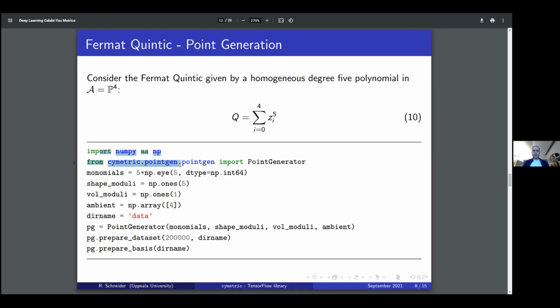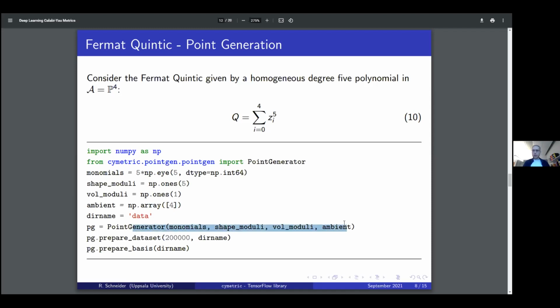So we first import some library which lets us manipulate any kind of tensors or matrices, which is called NumPy. And then we import the point generator from the cymetric package. In the next 4 lines, we essentially specify our Calabi-Yau manifold. So we have the basis of monomials, which are z_i to the power of 5, which you specify here. We have the complex moduli, which are all going to be 1, which is the one sitting in front of these monomials here. We have the volume moduli, which is just going to be a single one because we're working in a P4 ambient space. And then we define also the dimension of the ambient space, which is dimension 4.